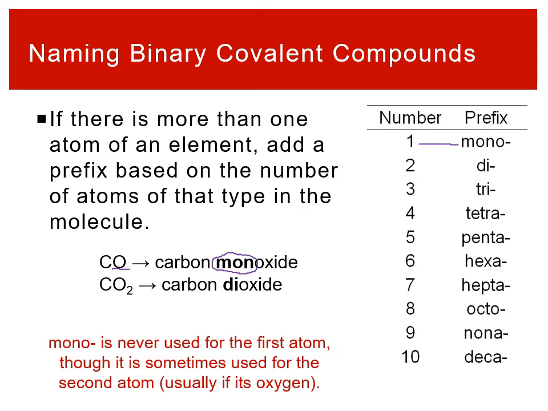If oxygen is the first atom, you would never say monooxygen or monoxygen. It's only monoxide, right? That -ide has to be there when you're using mono. Mono is never used in the front. You only use mono on the second atom, and really only with oxygen. There are some other fringe cases, but we're not going to worry about those. I'm not going to test you on that kind of stuff. I'm not going to try to trick you.